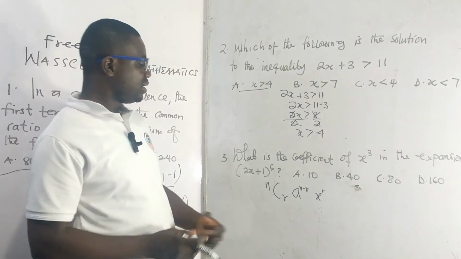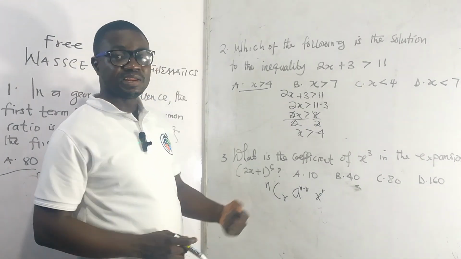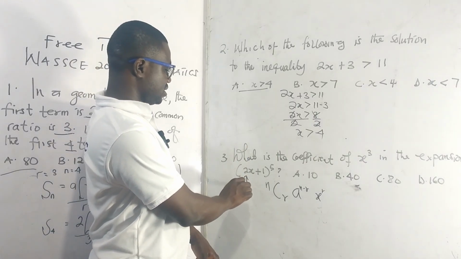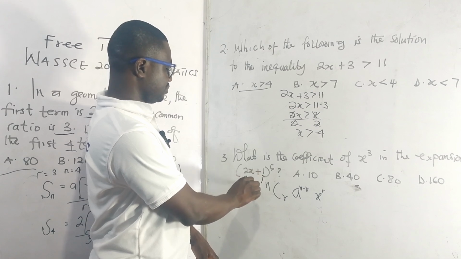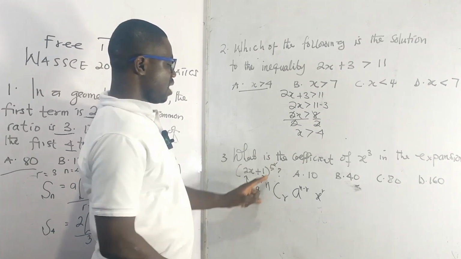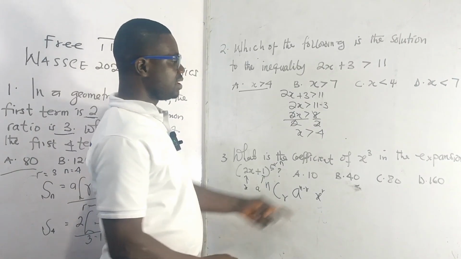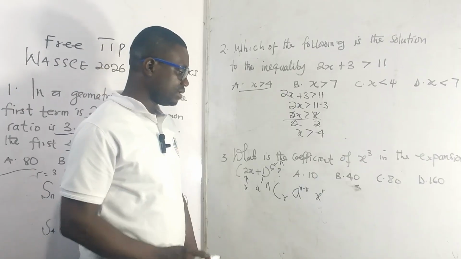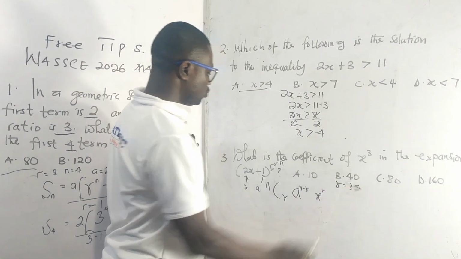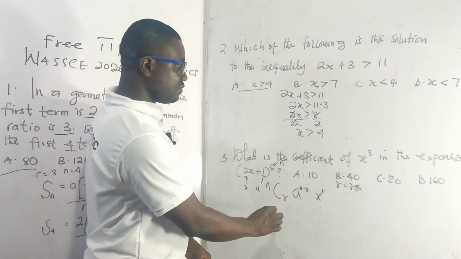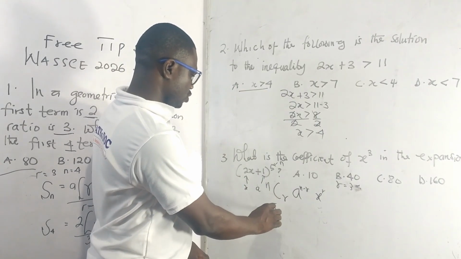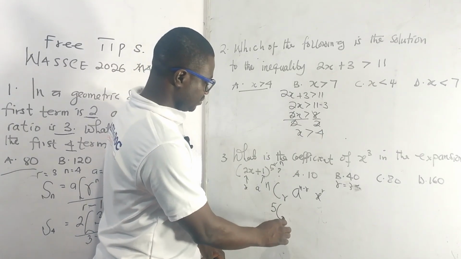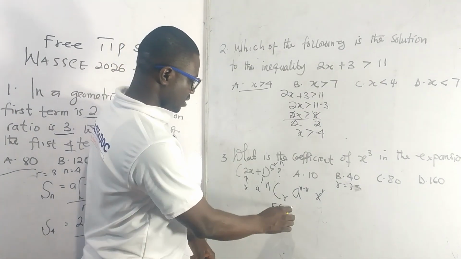Now, we are going to substitute values in it. In this case, let's name the parts. The value with the x is called the x, and the value without the x is your a, and then our 5 is our n, and the power of x is our r. So our r is 3. Let's do the substitution. So we have 5 combination r, which is 3. 5 combination 3. And then our a is 1.